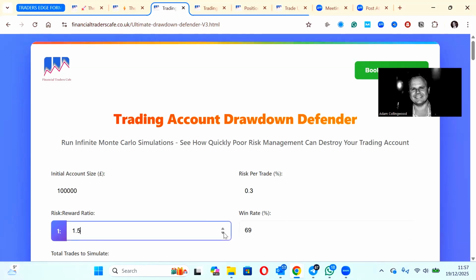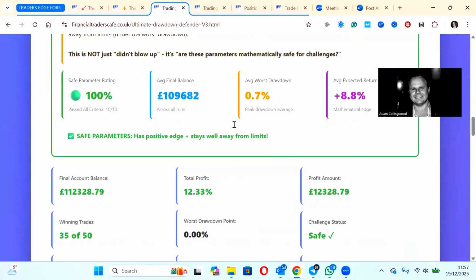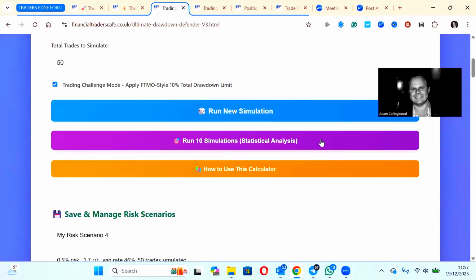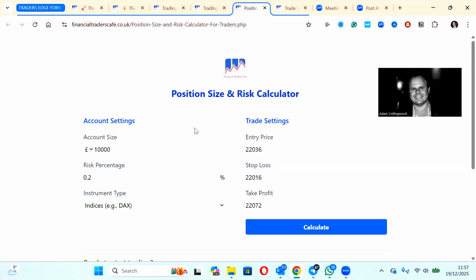We said at 1.54. So let's just simulate that. Yeah, you see, you'd hit your target. You'd hit your target. So you run it across all of these just to see where you'd be at, right? So those are all of them. There is the position sizing calculator.